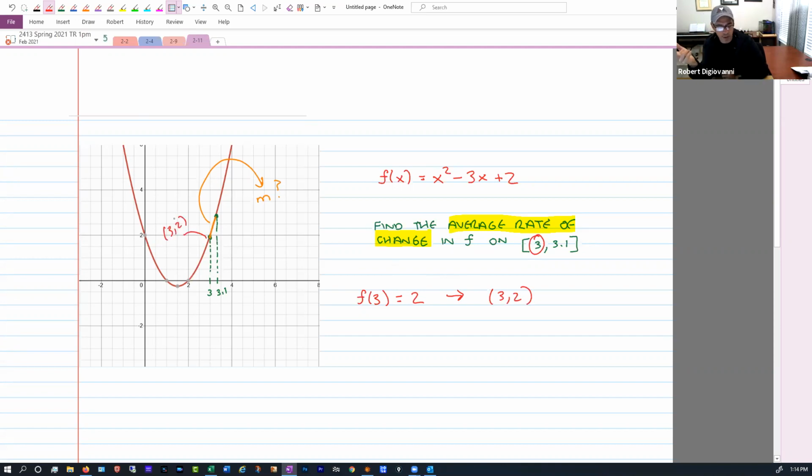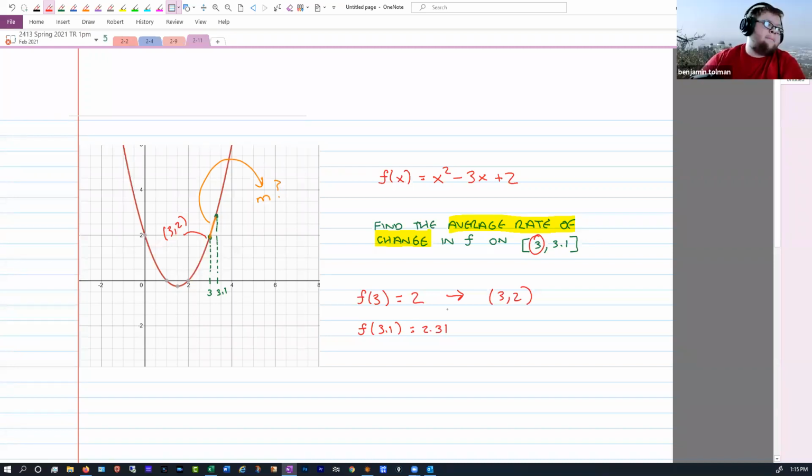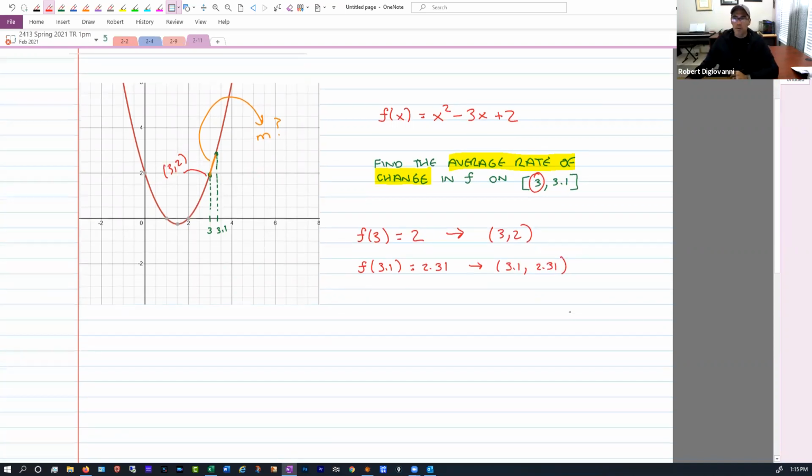Then for the other point, I need to plug in 3.1. I saw Benjamin break out his calculator, good, because we'll need the calculator to plug 3.1 into the function. Does anyone have that yet? I'll tell you what I get. I get 2.31 exactly. I got the same. You got the same? Okay, good. So that means we have a point on our graph, 3.1, 2.31. Go with me?